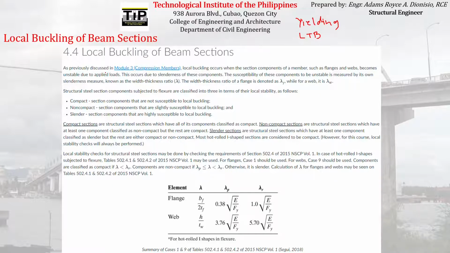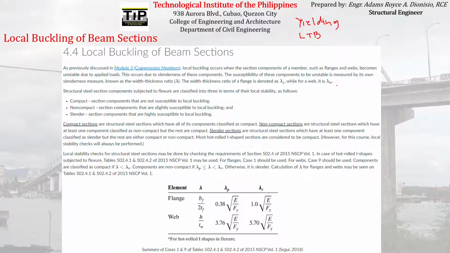Okay, as previously discussed in the previous module, Module 3, compression members, local buckling occurs when the section components of a member, such as flanges and webs, become unstable due to applied loads. This occurs due to slenderness of these components. The susceptibility of these components to be unstable is measured by its own slenderness measure, known as the width-thickness ratio or lambda.